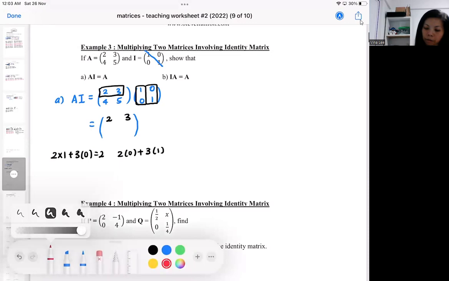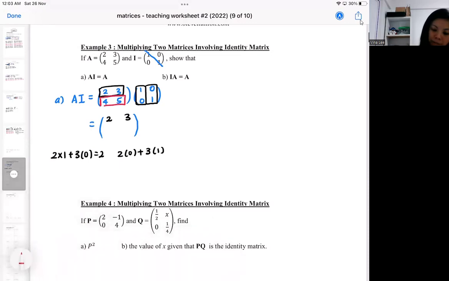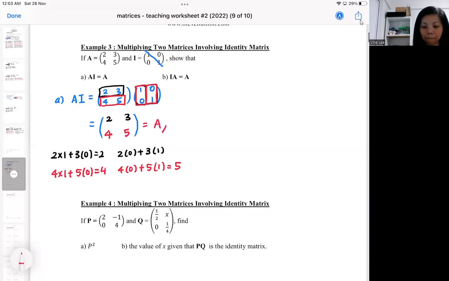After that, I'm going to fill up the bottom layer. So 4 times 1 plus 5 times 0, and 4 times 0 plus 5 times 1. So you realize you get back exactly the matrix A.